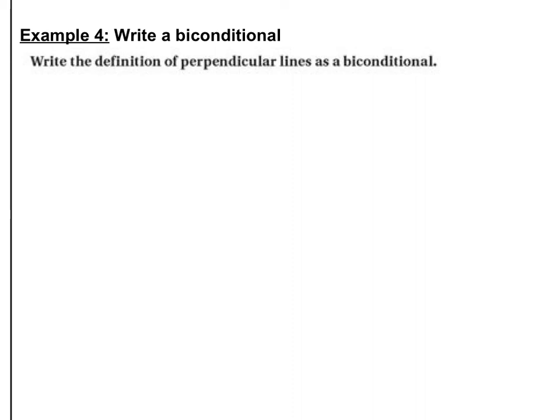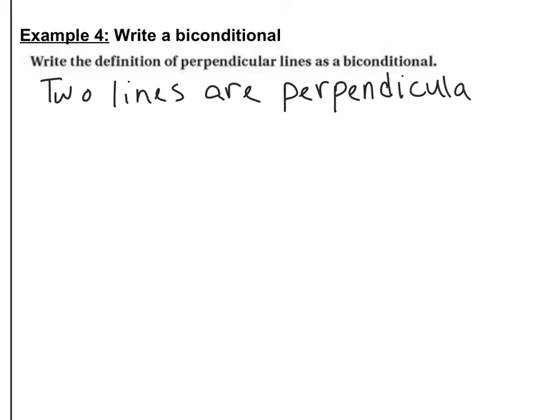So we could say something like two lines are perpendicular, and we have to use that special phrase if and only if. So two lines are perpendicular if and only if. How do we know if two lines are perpendicular? There's only one way to tell if intersecting lines are perpendicular, and that's if they intersect at a right angle. So two lines are perpendicular if and only if they intersect at a right angle.